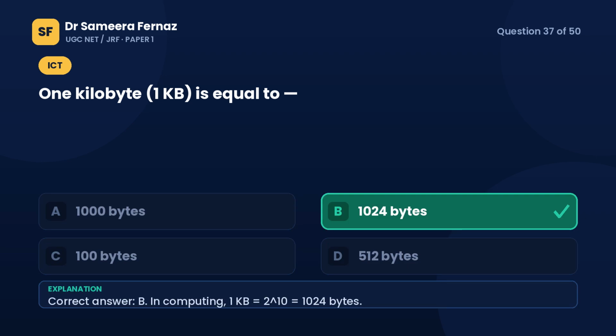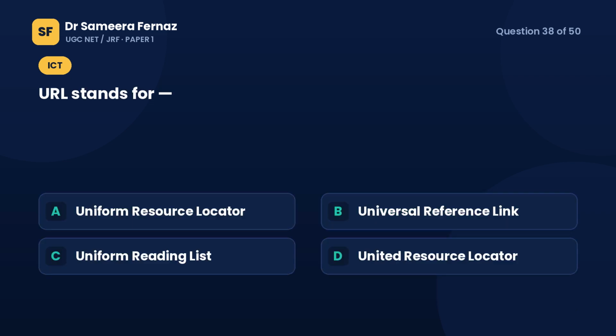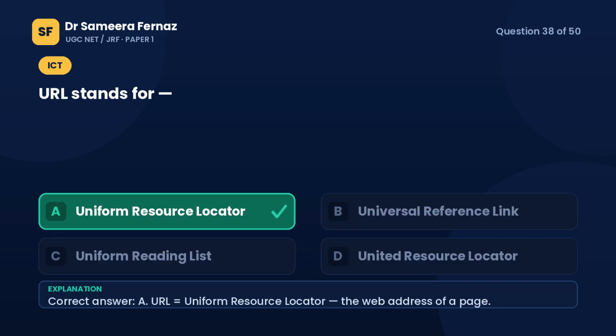Question number 36. ICT. Each one. What does CPU stand for? Sorry, it is an easy one. What does CPU stand for? So the answer is option A. Everyone knows. Central Processing Unit, the brain of the computer. Very good everyone. We are going a good way.